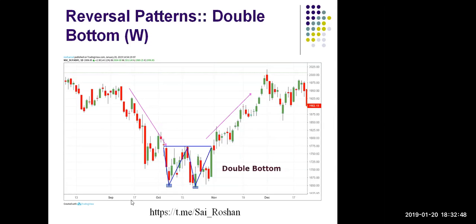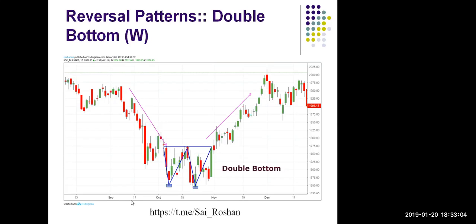Generally, people put a point there, but once again, with a double bottom or double top, you can have a small region. Don't expect it to touch the exact same point which it has touched earlier. No, a small region is okay, like what I have put here.